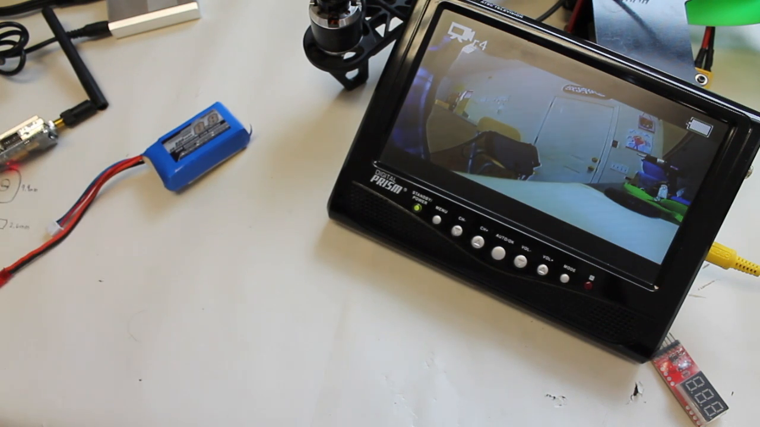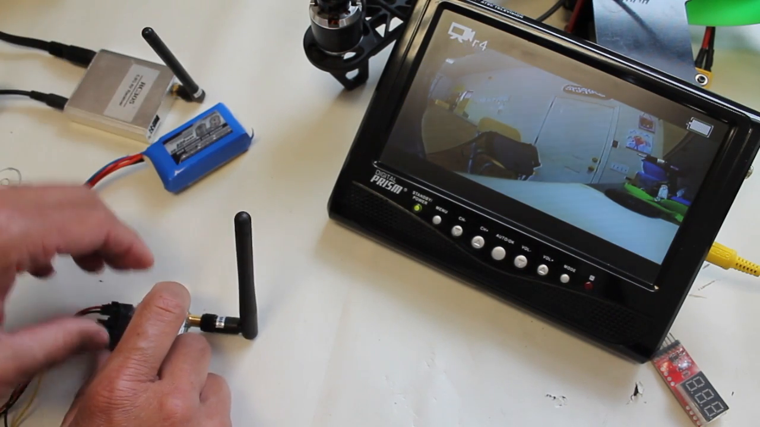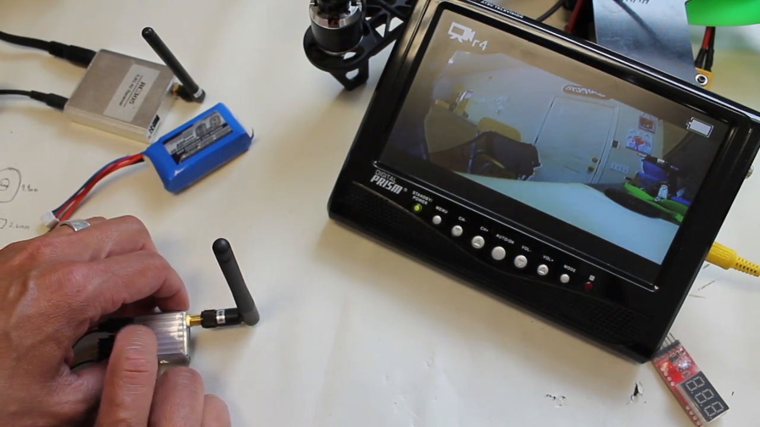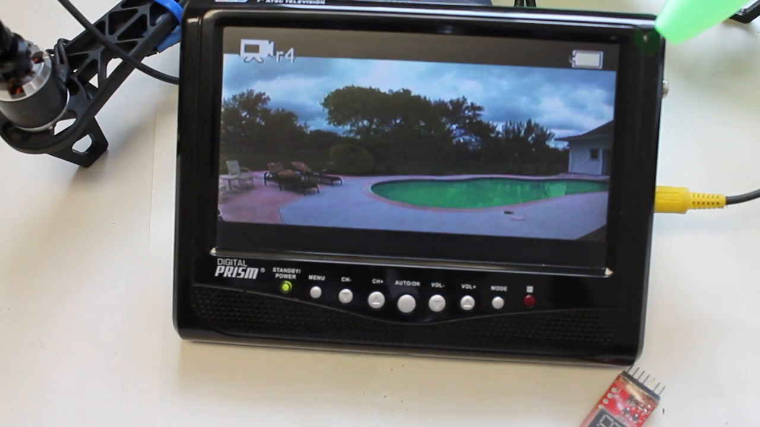Okay, and what I'll do now is I'm going to separate the receiver and the transmitter, probably take one outside and just continue to monitor, and we'll see when we start to drop and lose the signal. The transmitter I put about 30 feet away outside.